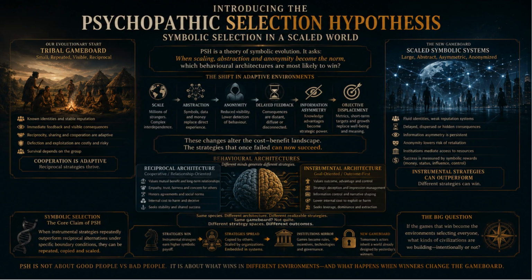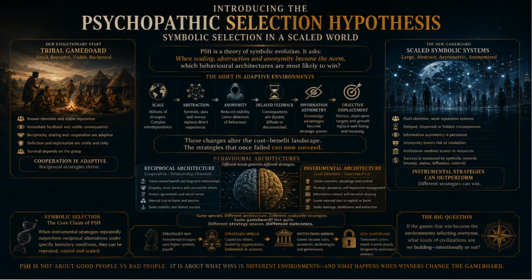So PSH asks a game theoretic question. If we change the boundary conditions of the game board, do we change the relative fitness of the behavioral strategies competing inside it? And if instrumental strategies, I mean those that are psychopathic, become less expensive and more rewarding under some of those conditions, what happens when they repeatedly win?